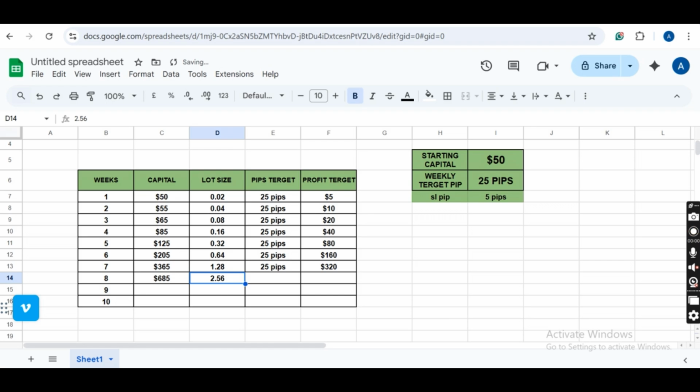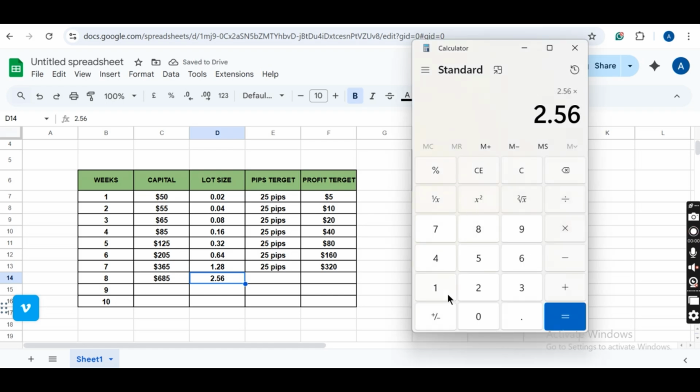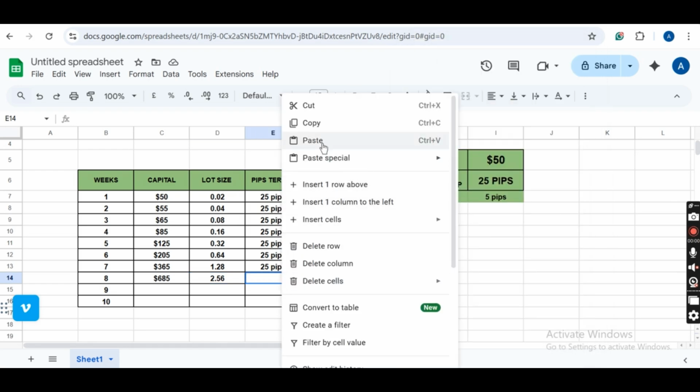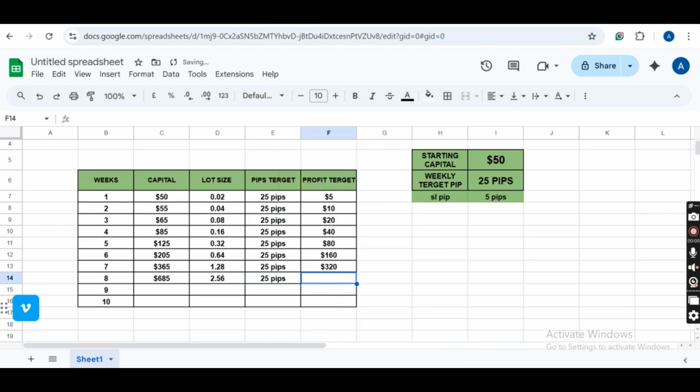So now if you look at Zamagacha, we are now approaching the much more bigger lot size, which is now going to be a lot of profit. So idan muka ce times 10, so every pip is going to give us $25.6. Idan muka yi times 25 pips, target number for 1 week, then it's going to be $640. So that's what is going to be our target, $640. So this is going to be our target for week 8.